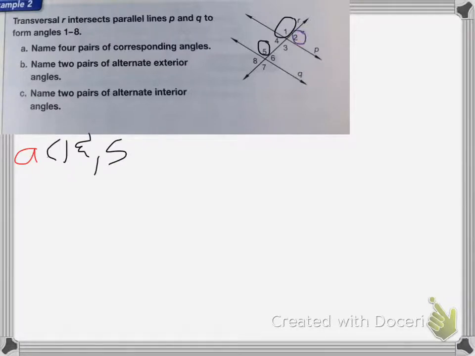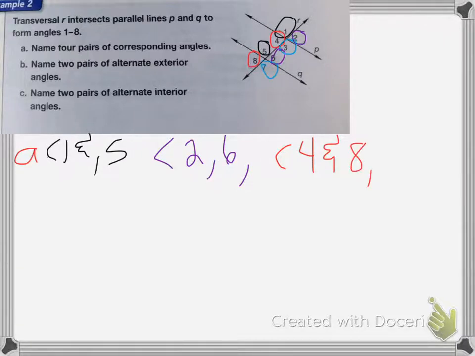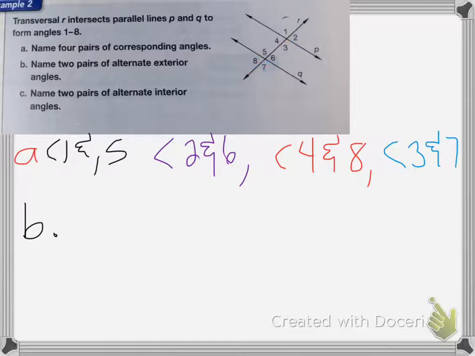Then 2 and 6 would also be corresponding. 4 and 8, because those are lower left. And the last one is angle 3 and 7. Those are all corresponding angles because they're in the same location, upper left or upper right, lower left or lower right of our transversal.